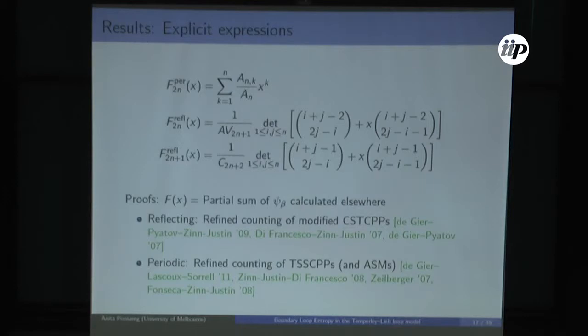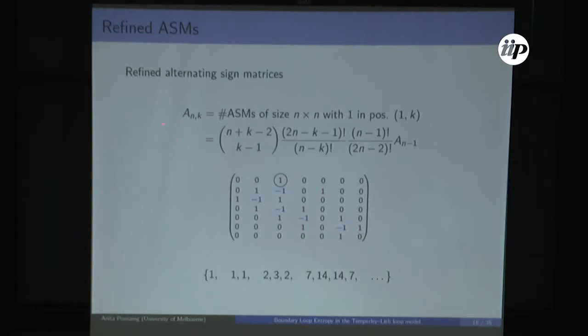So in the periodic case, we've got this A_{n,k}. A_{n,k} is the number of alternating sign matrices of size n where the 1 in the top row appears in the kth column. In each alternating sign matrix, all of the outside rows and columns actually only have a single 1 in them. And if you refine by the position of the 1, then you get these special numbers. So these are the first few. This adds to 1, 2, 7, 42, etc.